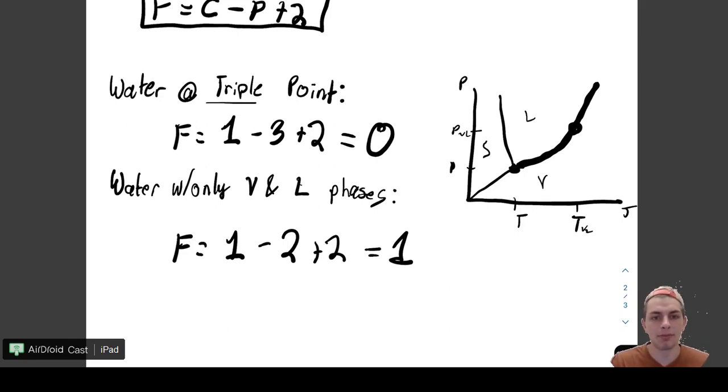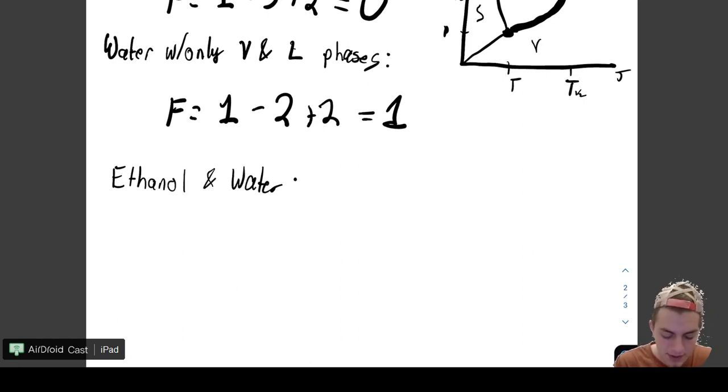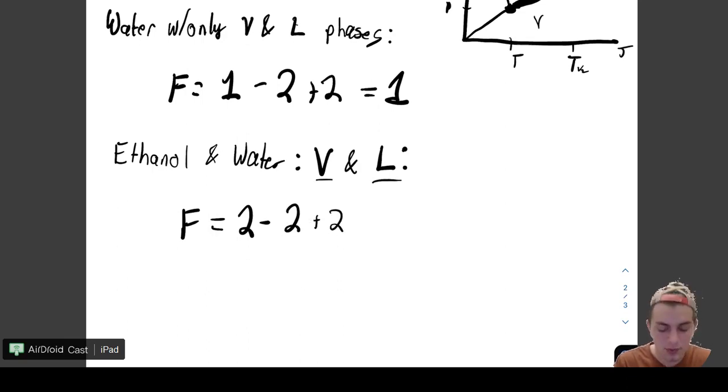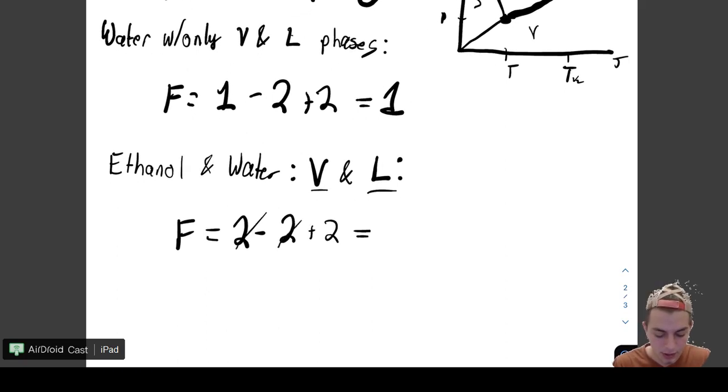What happens when we add multiple components? So now let's talk about ethanol and water, and let's go ahead and just say that they have vapor phases and liquid phases here. So again, degrees of freedom, ethanol and water, we now have 2 components, and from that we want to subtract our 2 phases, vapor and liquid, and then add 2 where those 2 constraints are going to be our temperature and pressure, and we will be left with 2 degrees of freedom.